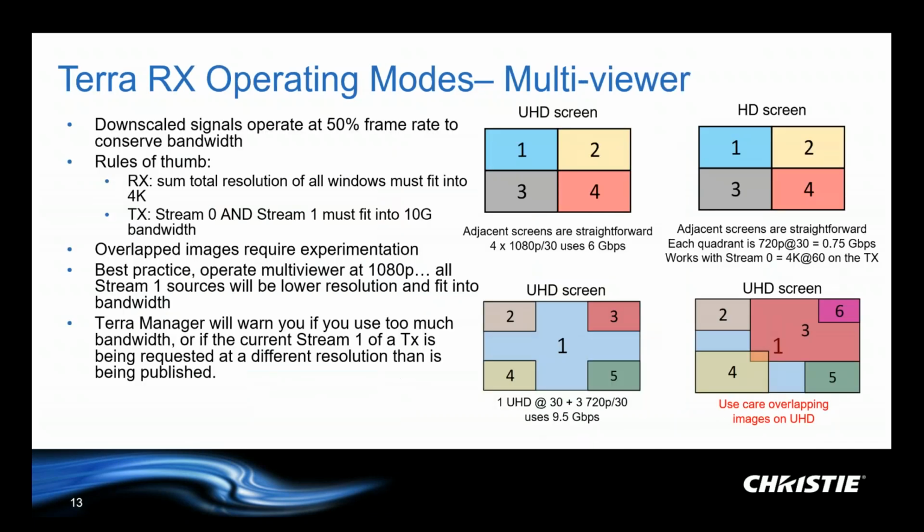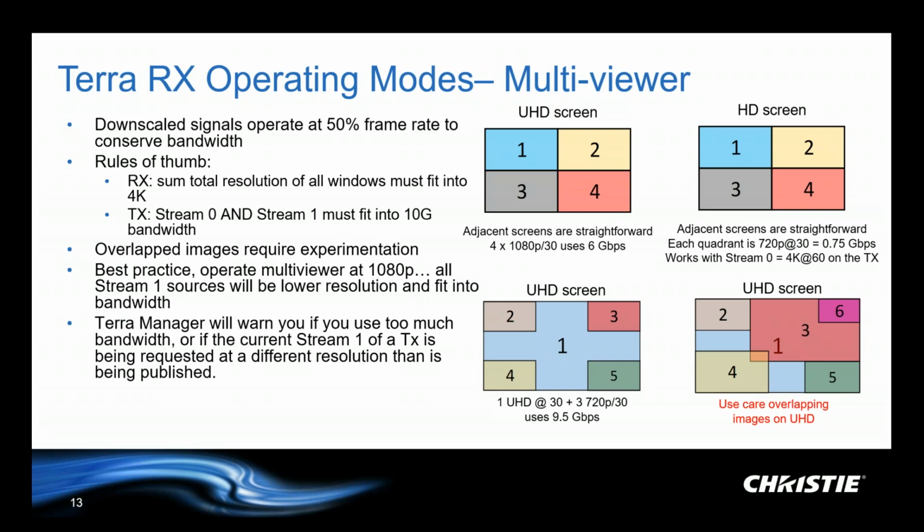So what this means is that on the TX side, the maximum bandwidth that the TX can actually publish onto the network is 10 gigabytes. So stream 1 has to be able to fit into what's left of the bandwidth once stream 0, the native resolution, is published on the network.